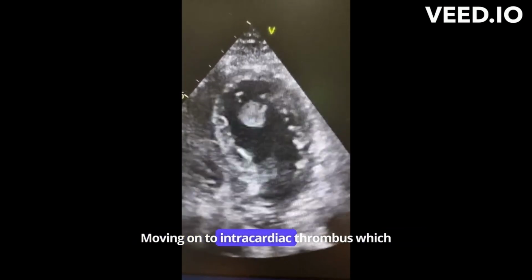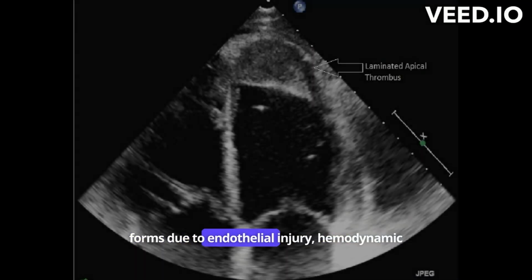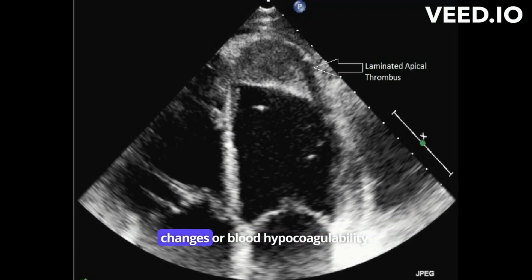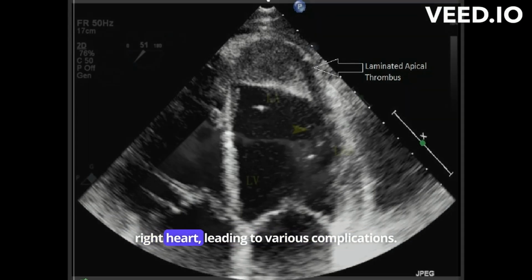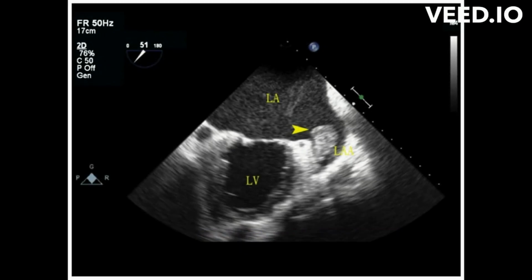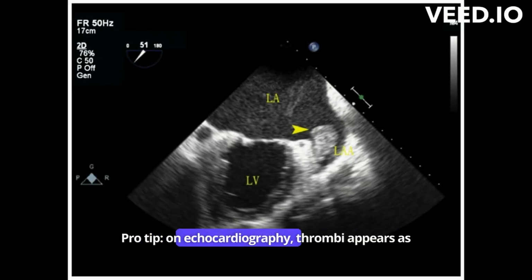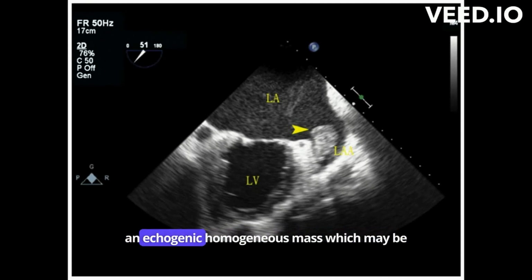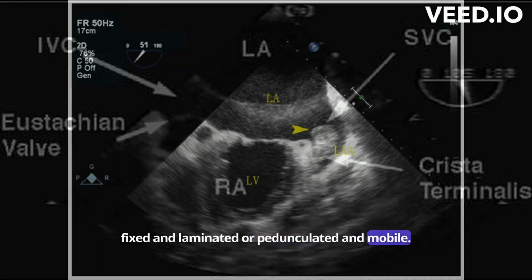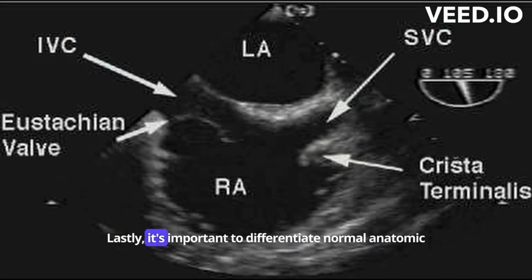Moving on to intracardiac thrombus, which forms due to endothelial injury, hemodynamic changes, or blood hypercoagulability. Thrombi can occur in different locations, such as the left ventricle, or left atrium, or the right heart, leading to various complications. Pro tip: on echocardiography, thrombi appear as an echogenic, homogeneous mass, which may be fixed and laminated, or pedunculated and mobile.